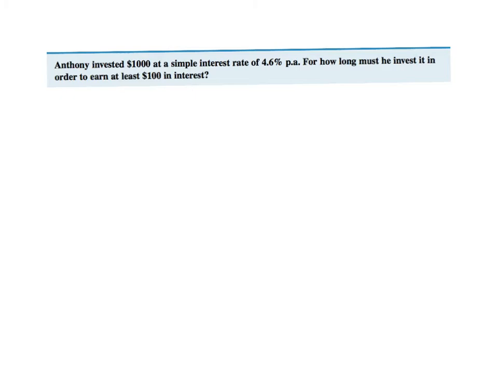Okay, so let's do another one. Anthony invested $1,000 at a simple interest rate of 4.6% per annum. So that's a yearly rate. I'm just writing that down to make sure. Going to change this to a decimal. Now remember, 4% is 0.04, so 4.6 would be, as a decimal, 0.046.